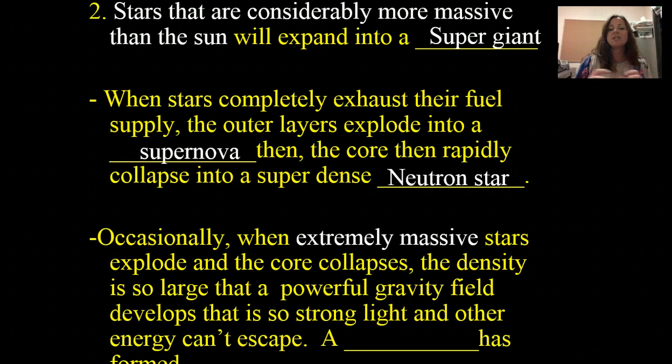Sometimes, though, when those extremely massive stars start to explode and the core collapses, the density becomes so large that it becomes a humongous gravity field, and it gets to a point where energy cannot escape. So that is what we call a black hole, a massive gravity surrounded by a lot of light and energy, and it just can't leave that area because there's so much gravity holding it in.